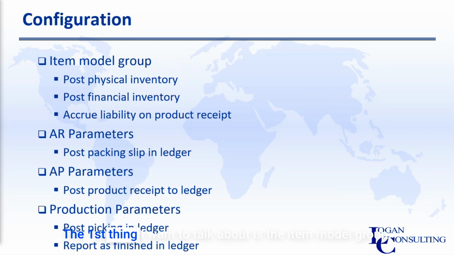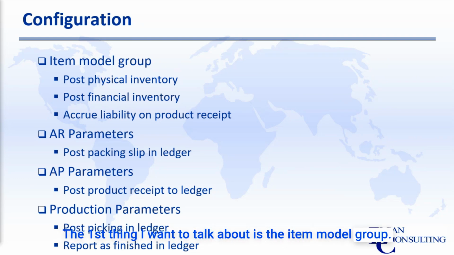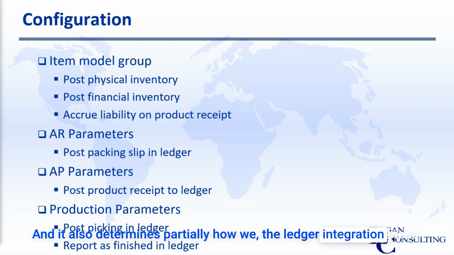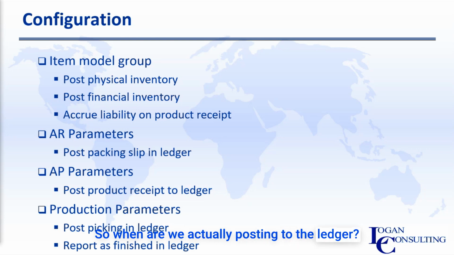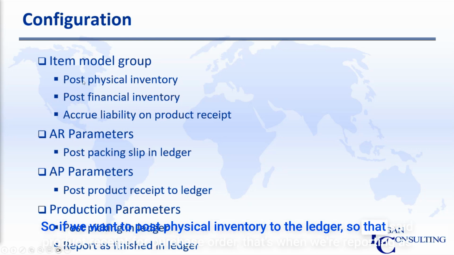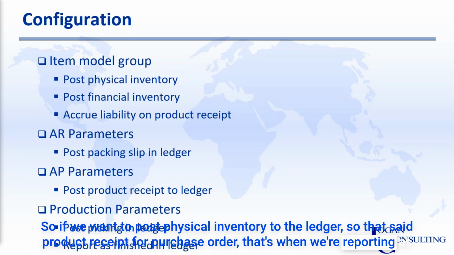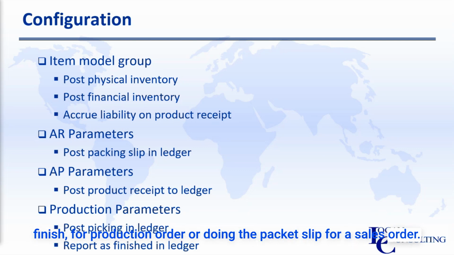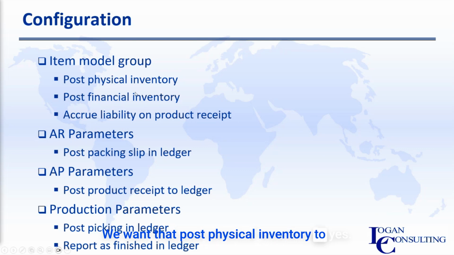The first thing I want to talk about is the item model group. This determines how the inventory is costed, and it also determines partially the ledger integration piece. So when are we actually posting to the ledger? So if we want to post physical inventory to the ledger, so that's at product receipt for purchase order, that's when we're reporting as finished for production order or doing the packing slip for a sales order, we want that post physical inventory set to yes.